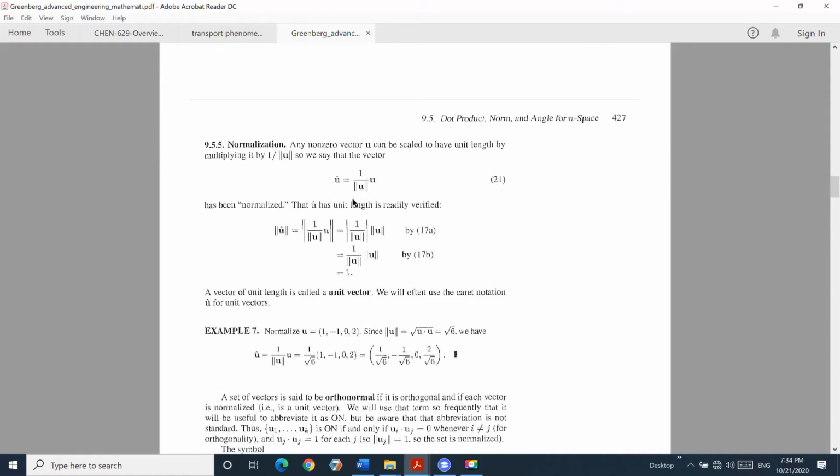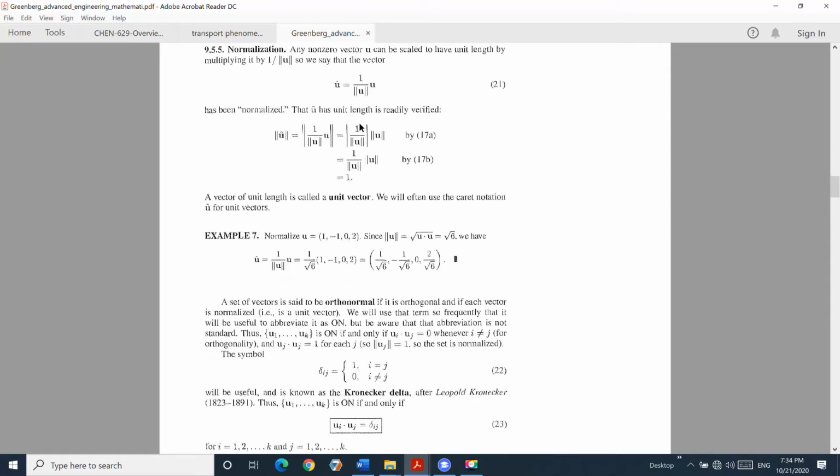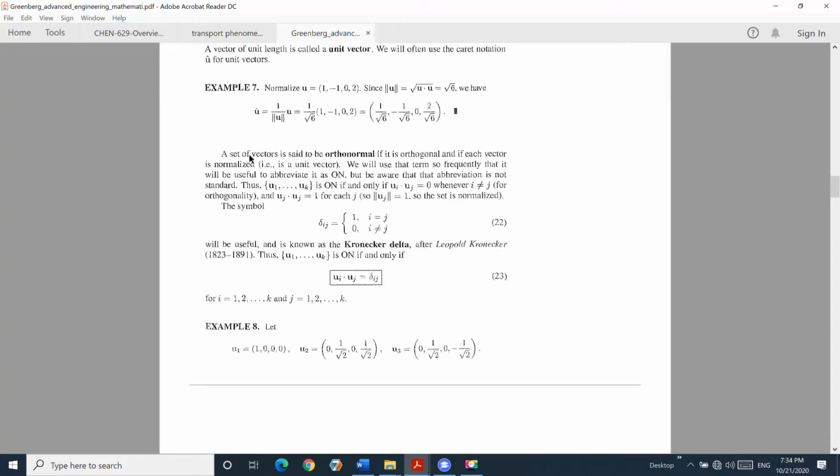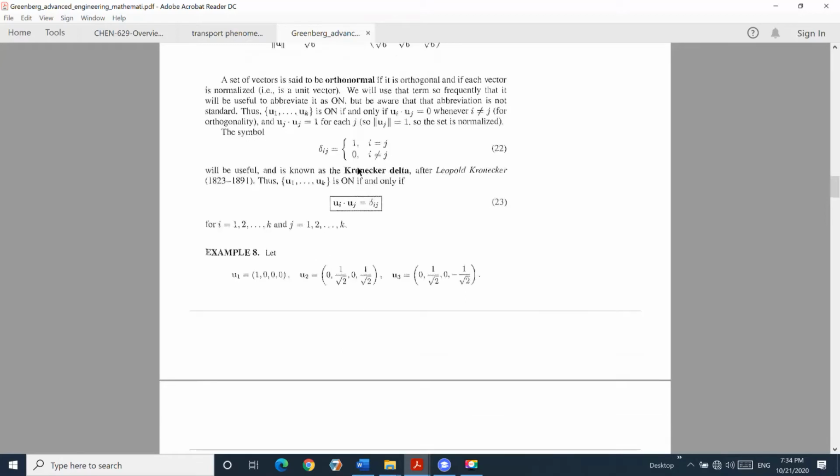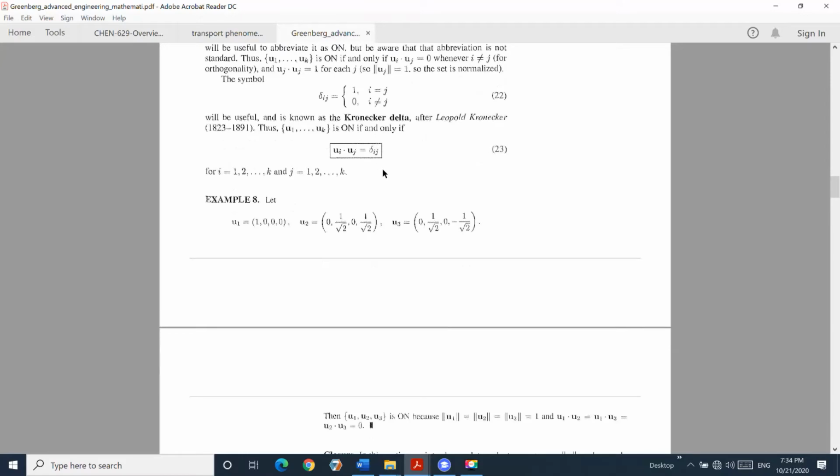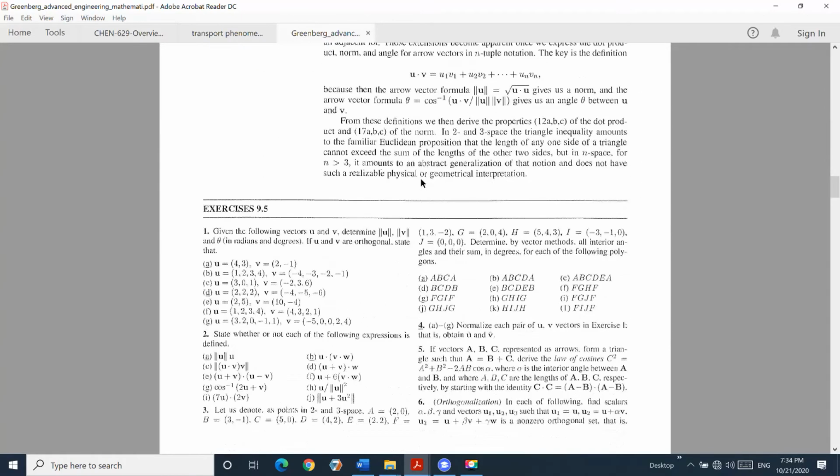In normalization, we can normalize any vector like this. A vector of unit length is called a unit vector. So orthonormal means a set of vectors is said to be orthonormal if it is orthogonal and each vector is normalized. Let's say you have some set of vectors. They are orthonormal if they are orthogonal to each other and each vector is normalized. It's called the Kronecker delta here. We are going to talk about this concept in more detail later.